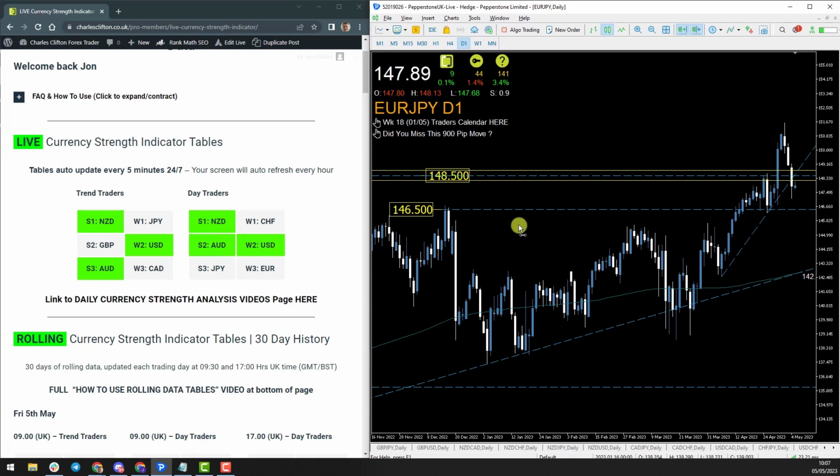It is a Friday though, and we do have NFP today, so it's probably not the best day to look for trades and opportunities. But that's an example of how you could be looking at those types of forex pairs for opportunities if there is room to do so.